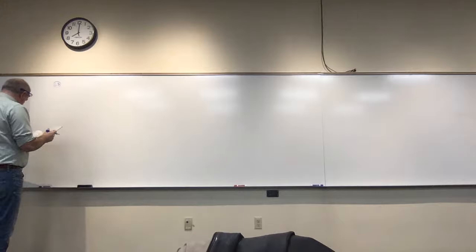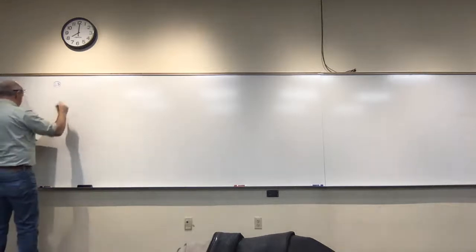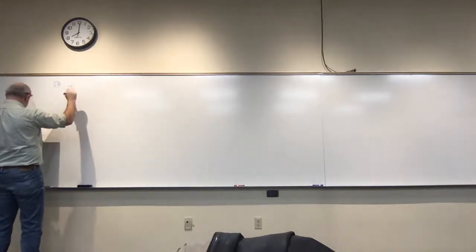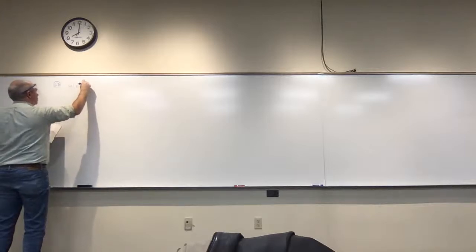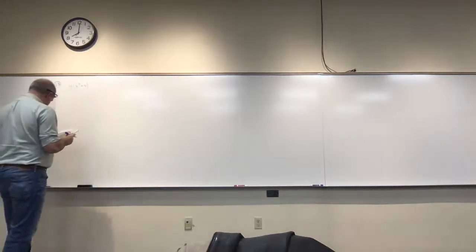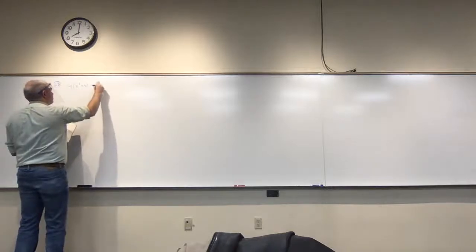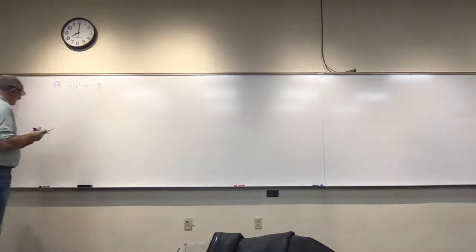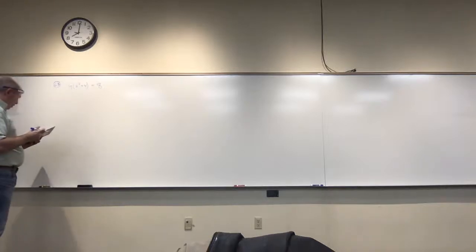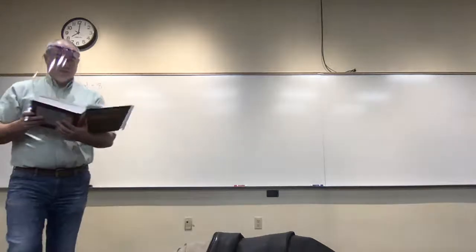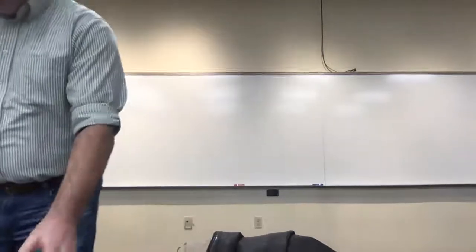We have y times x squared plus 4 equals 8. Okay, and they said first use implicit differentiation to find dy dx. Okay, we can do that, and then we'll get to part B.